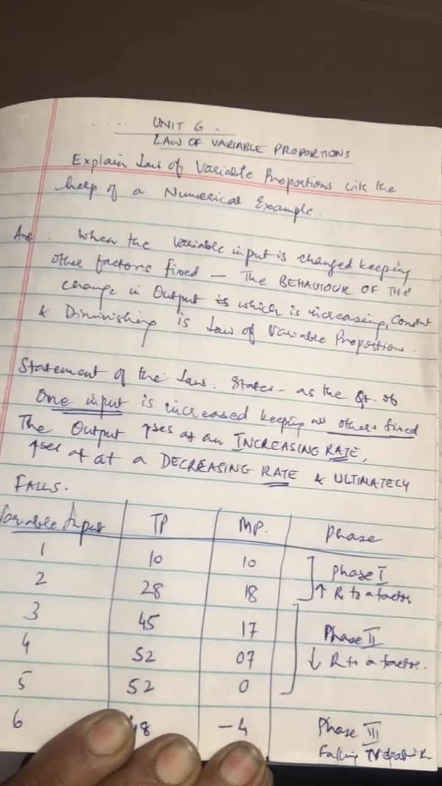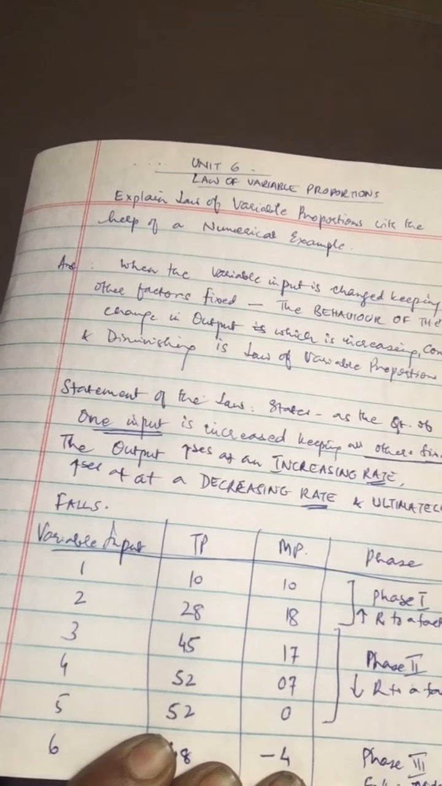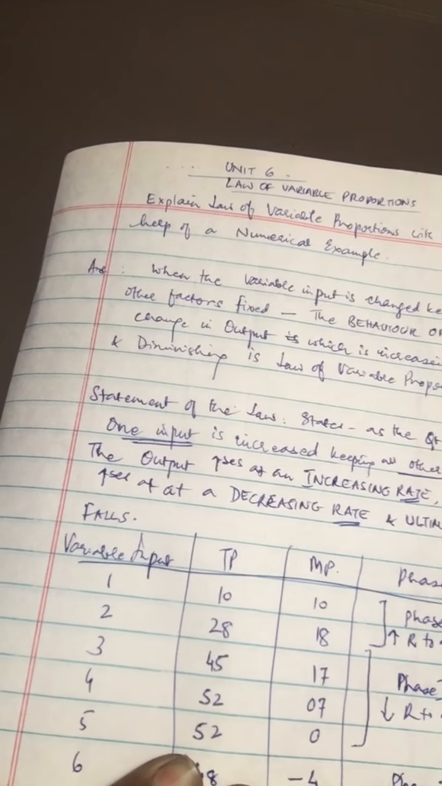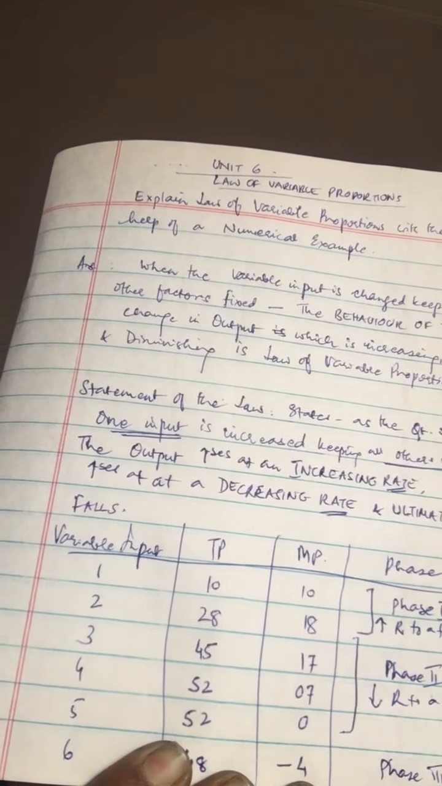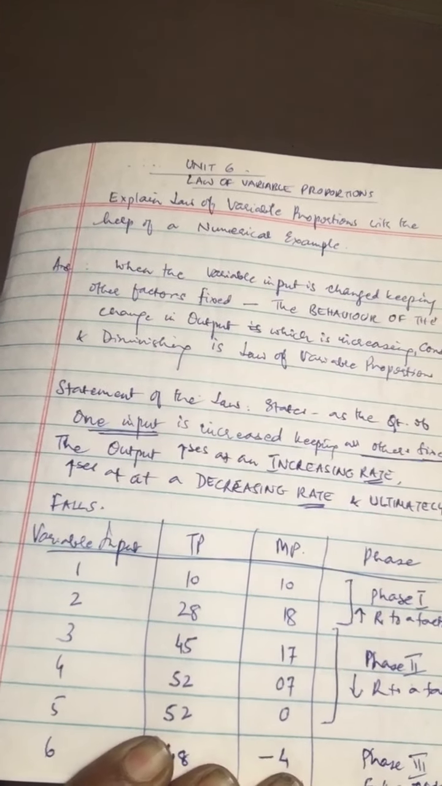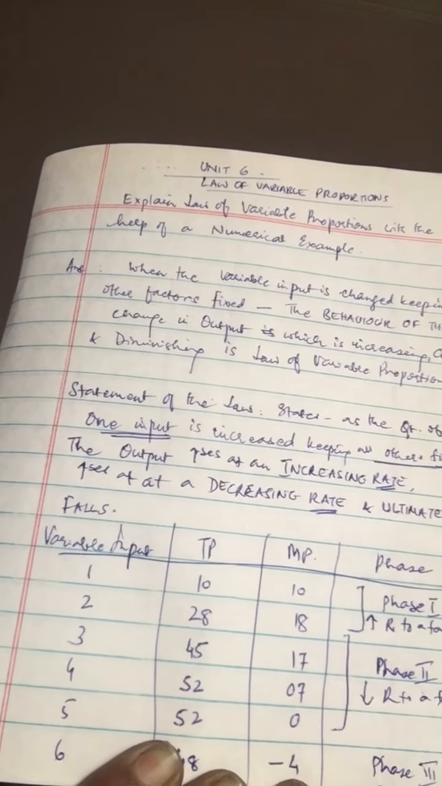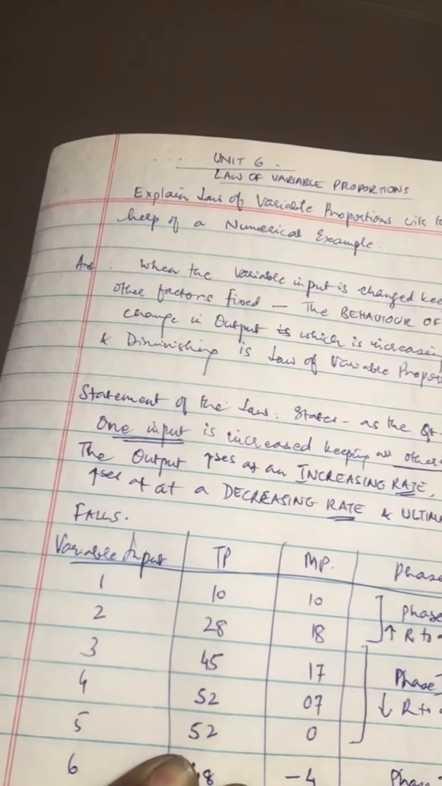Okay, let's just take the statement first. What is the statement of the law? What does it say? It states that as we increase the quantity of only one input, keeping other inputs fixed, the total product increases at an increasing rate in the beginning, then increases at a diminishing rate after a level of output, and ultimately falls. So this is what it is.